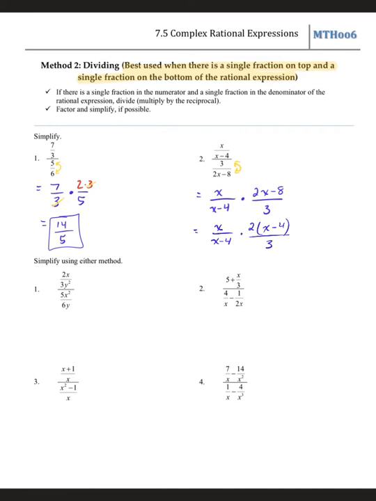Now we can start canceling. x minus 4, x minus 4. And then you multiply straight across. So the numerator, we have x times 2, which would just be 2x over 3. And that's all we can do with that one.